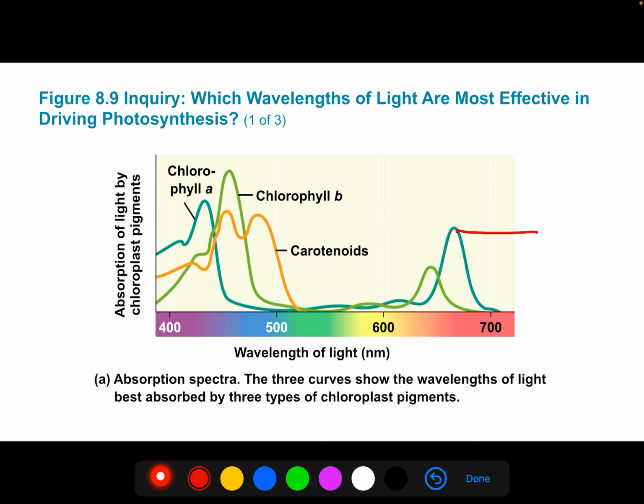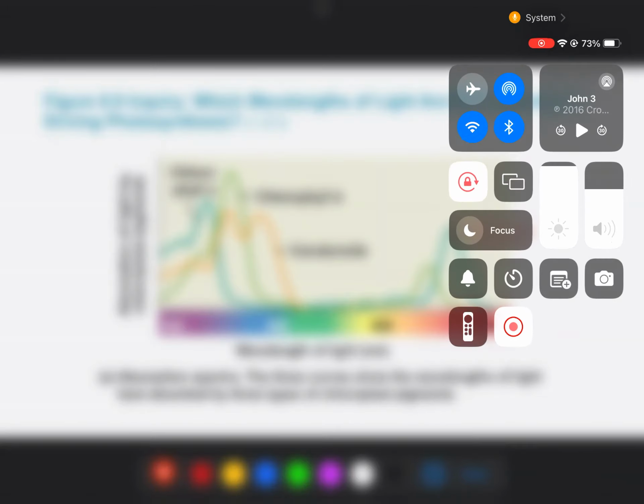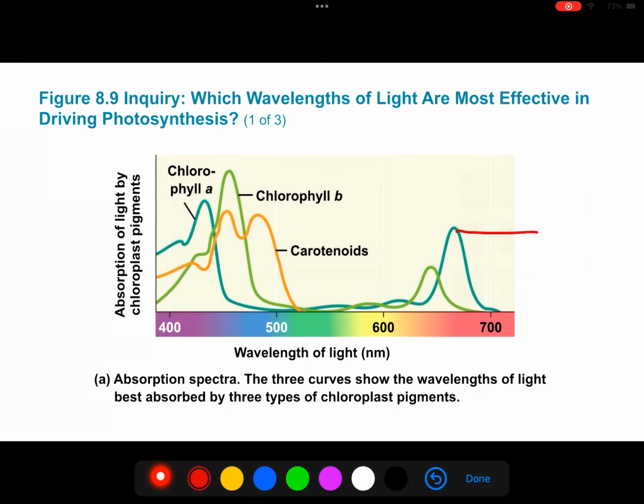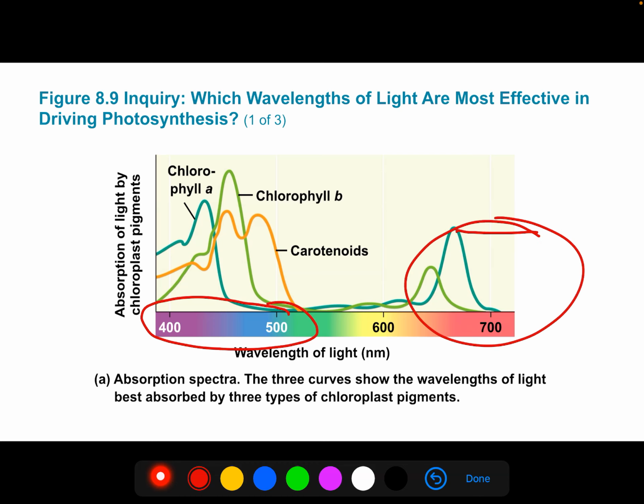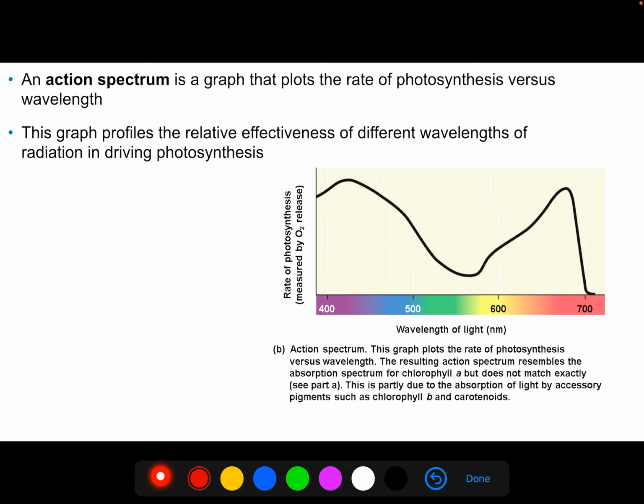And so you can see right here which wavelengths of light are most effective in driving photosynthesis. Well, you can see right here, absorption, we're absorbing tons of energy here and also tons of energy here, okay? And then here's an action spectrum. So this is a graph that plots the rate of photosynthesis versus wavelength.